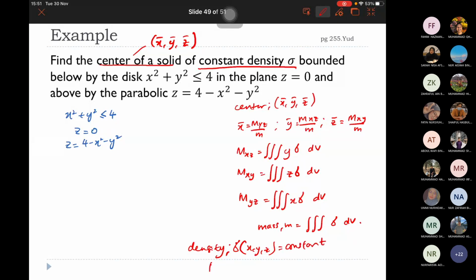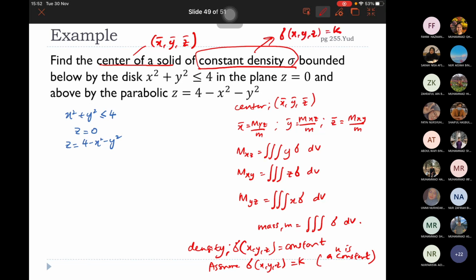So kita akan assume delta X, Y, Z akan sama dengan K. Okay. A constant. Yang mana K is a constant. Sebab dia tak bagi, dia cakap this one adalah constant. So saya assume aja delta X, Y, Z sama dengan K. Satu constant. Okay. So kita nak tentukan dia punya boundary sebab awak nak buat all the integration.